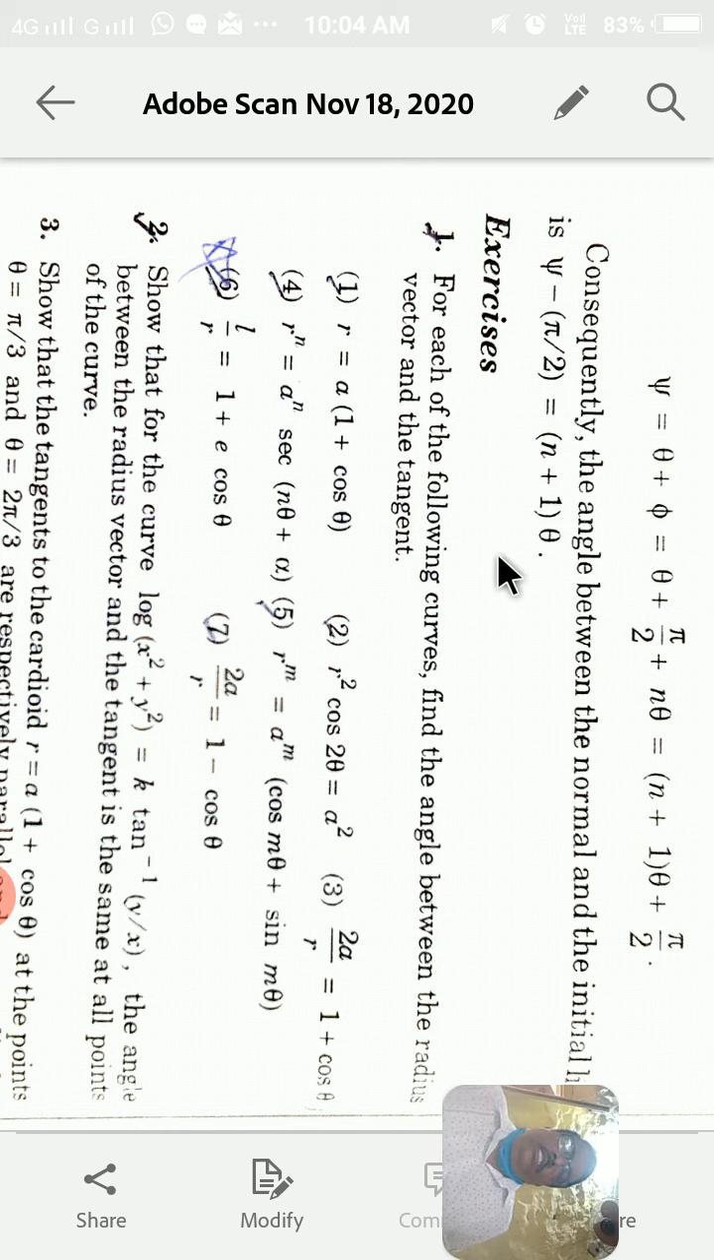Okay, so this is how we solve the problems using the formula of radial and transverse components. Next, try these exercises, try to solve these problems. If you have any doubts, then afterwards we will clear the doubts.